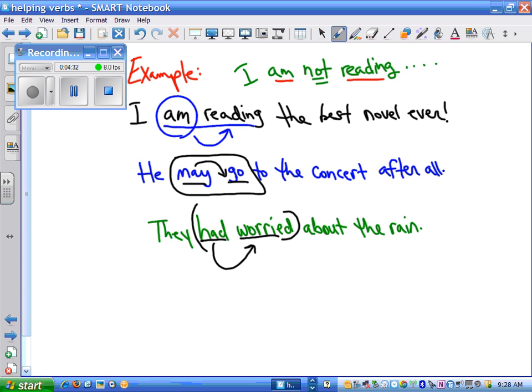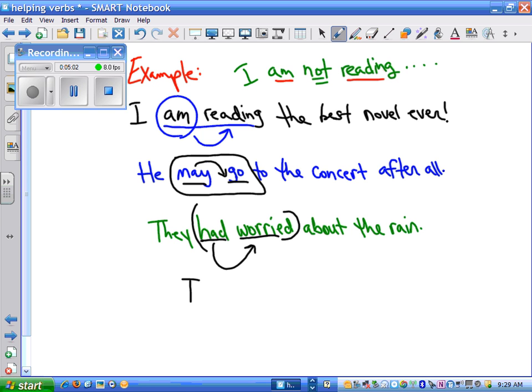So helping verbs, fairly straightforward. You just have to recognize what is that helping verb and what verb is it helping. Because you want to have that whole verb phrase together. You want to see the verb phrase in its entirety. We have some fairly simple ones here. Sometimes that verb phrase can be 3 or 4 words in length.